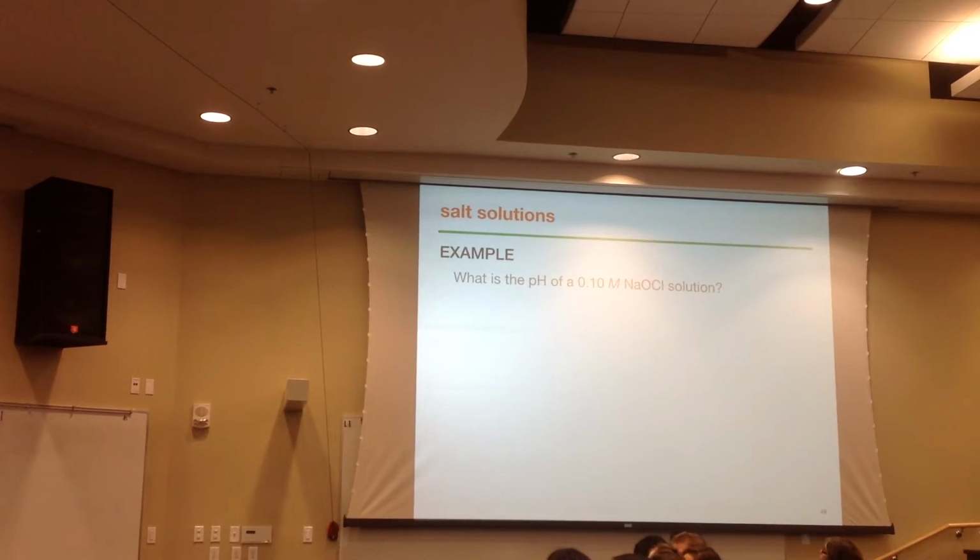Where do you think you find sodium hypochlorite? You find it on your shelf at home in your laundry room. Sodium hypochlorite is bleach. It's the active ingredient in bleach. Okay, so we need the pH of a 0.1 molar sodium hypochlorite solution. How do we do that?